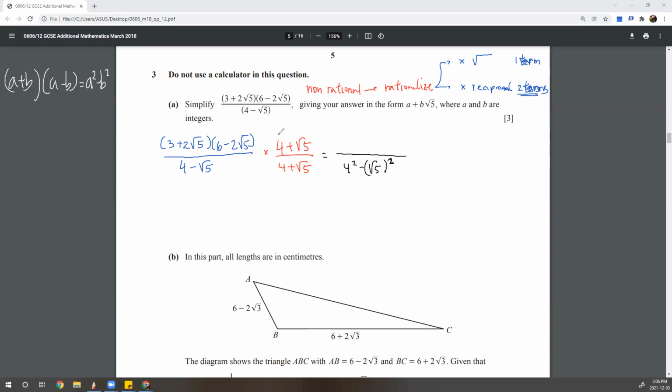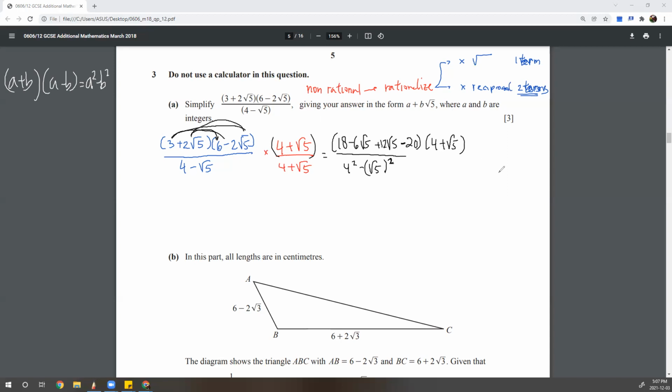And on the top side, then we can continue working on it. 3 times 6, right? 18. 3 times 2 square root 5 is minus 6 square root 5. Do it slowly, super slowly. And 2 square root 5 times 6 is plus 12 square root 5, number with number. And then 2 square root 5 times negative 2 square root 5 is minus 4 times 5, minus 20. And then times 4 plus square root 5 later on.